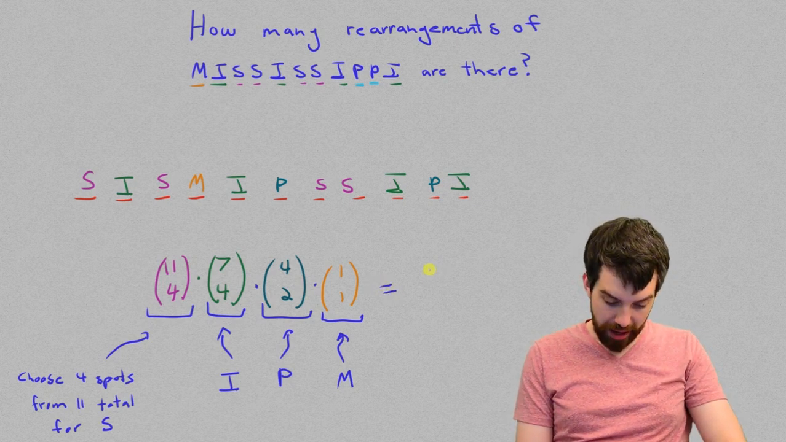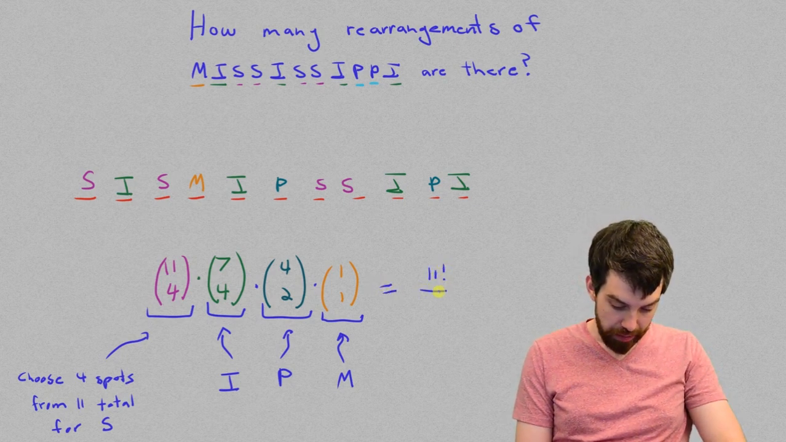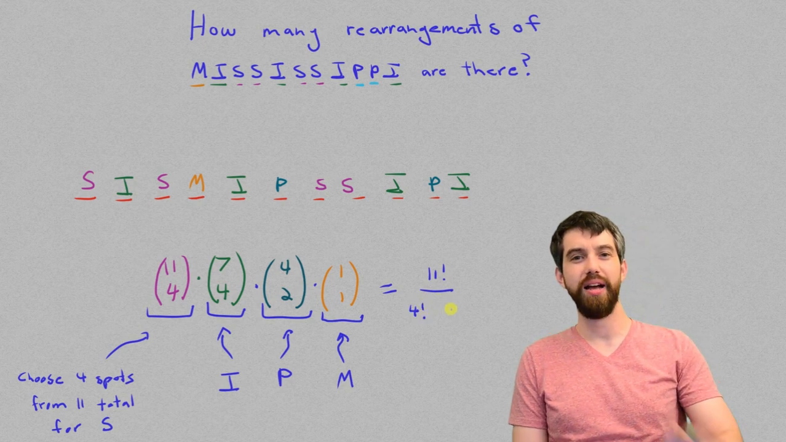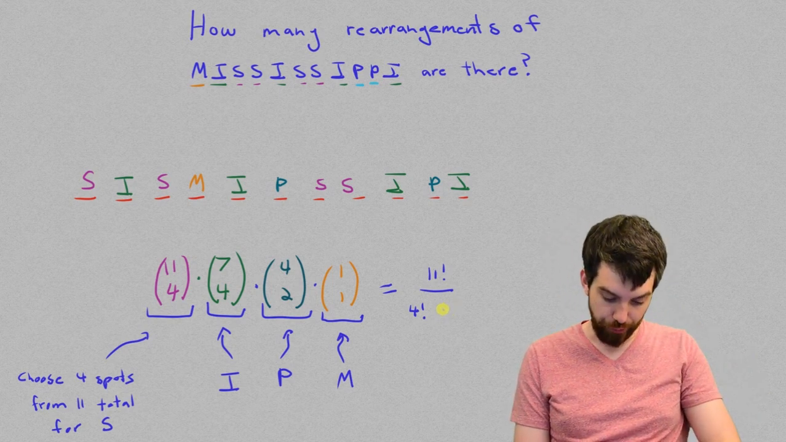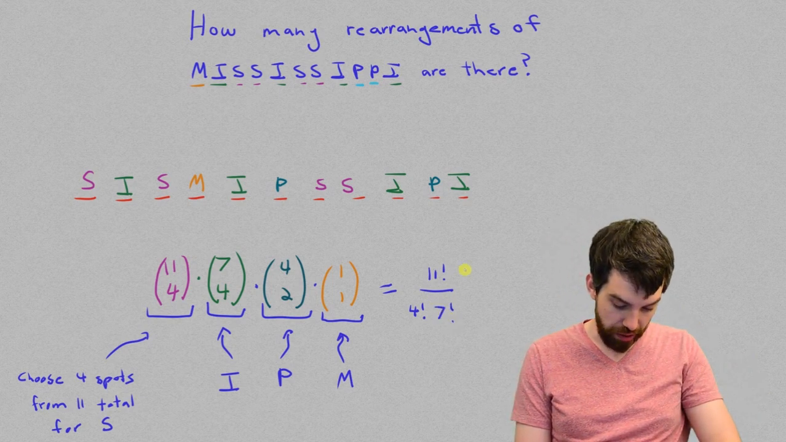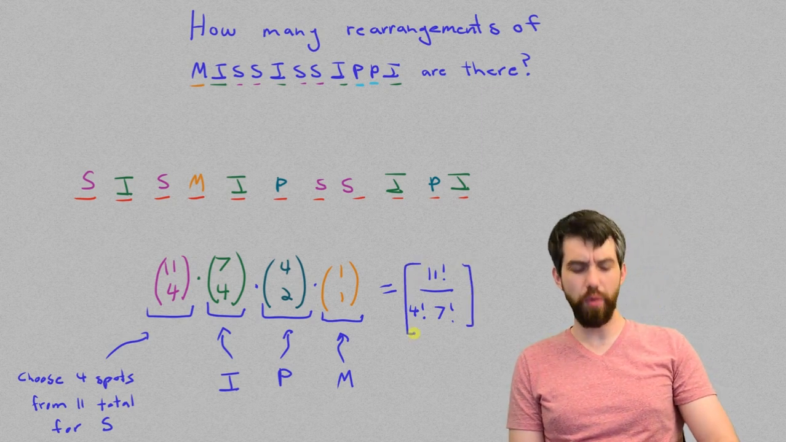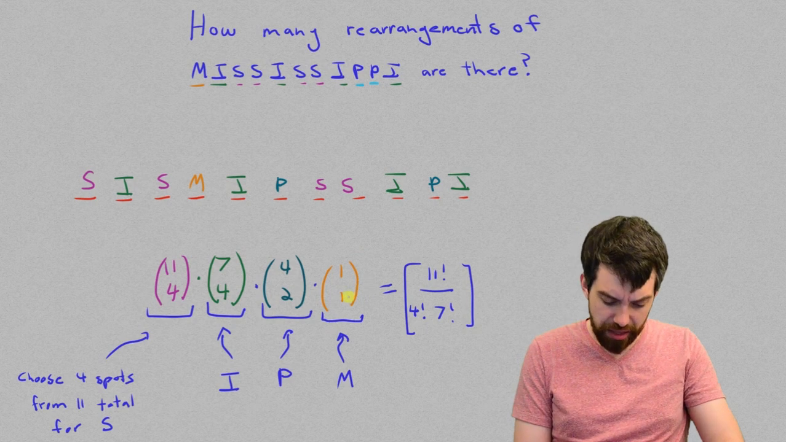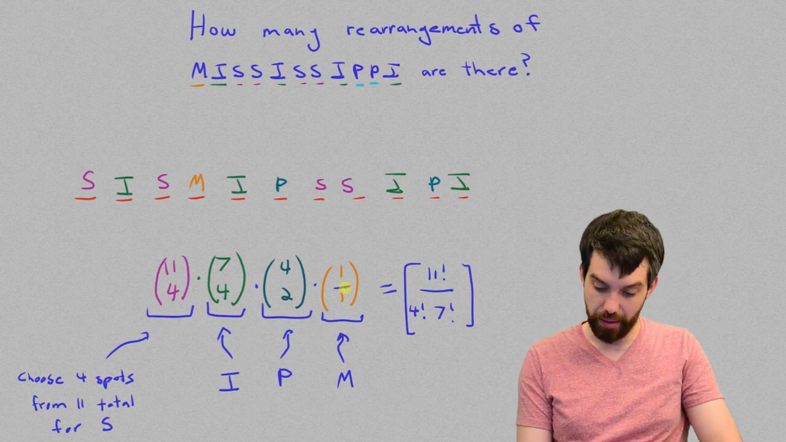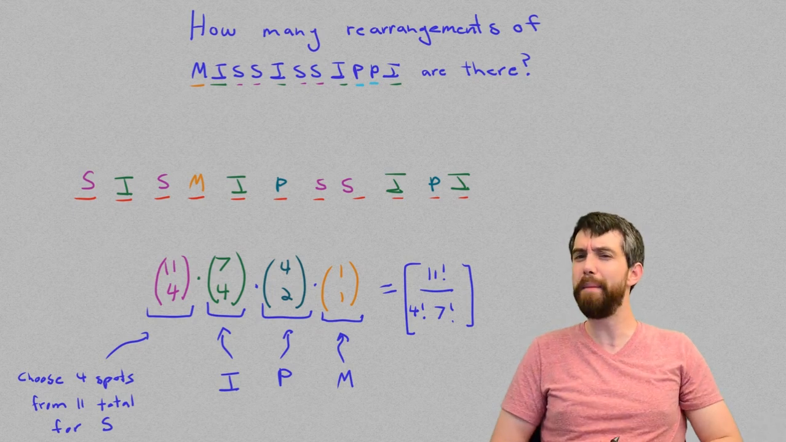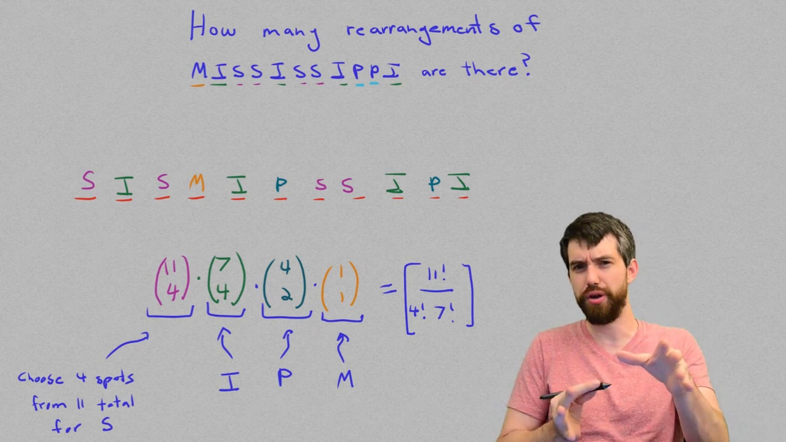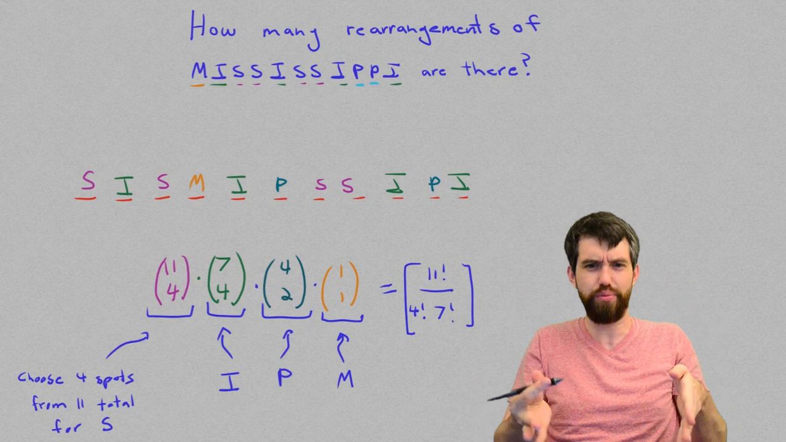11 choose 4 was 11 factorial divided by 4 factorial, and then also divided by 11 minus 4 factorial. 11 minus 4 is 7, so 7 factorial. That was going to be the first term. Don't be confused, by the way, that with the round brackets there is no line dividing them. People sometimes get confused and think they're fractions. This notation is not meant to be a fraction, it's just its own special notation: two numbers on top of each other with a bracket.